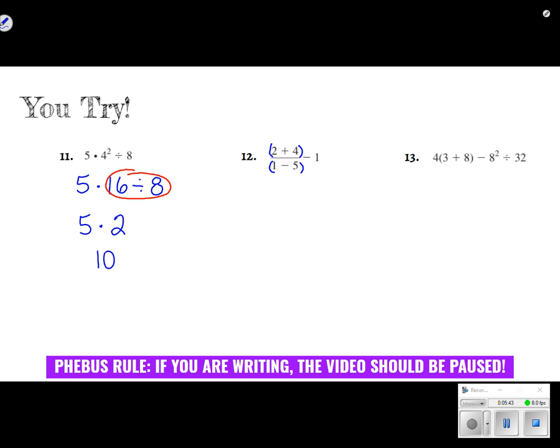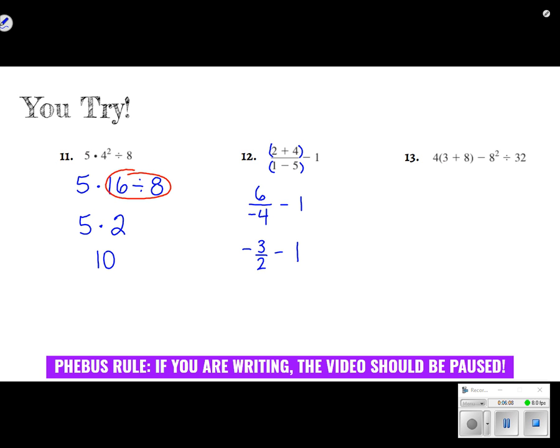So 2 plus 4 is 6. 1 minus 5 is -4, and then we've got -1. We could simplify that fraction 6/-4 to -3/2 minus 1. And you could change it to a decimal, but remember, we've got fractions, so we really want a fraction answer.